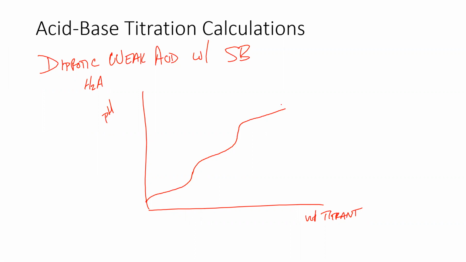And so now we've got several data points that we can look at. We've got A. We're going to label this one B1, and label this one C1, B2, C2, and D. We know how to solve A, right? We know how to do buffers. Buffer 1 is going to be between H2A and HA minus.